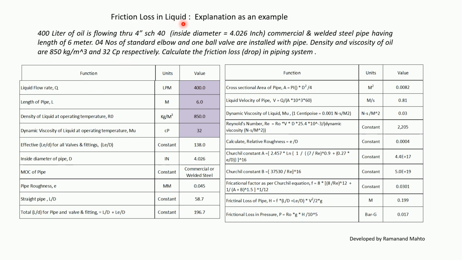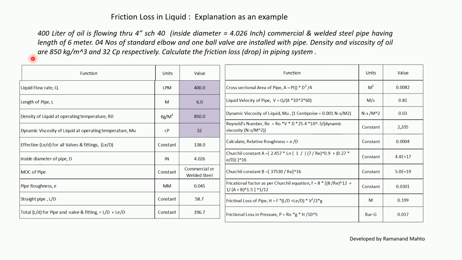So, friction loss in liquid. Let us understand with an example. 400 liter of oil is flowing through 4 inch schedule 40, inside diameter 4.026 inch, commercial or welded steel pipe having a length of 6 meter. 4 numbers of standard 90 degree elbow and 1 ball valve are installed in the pipe.